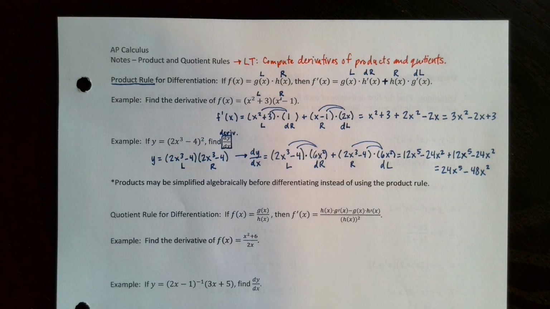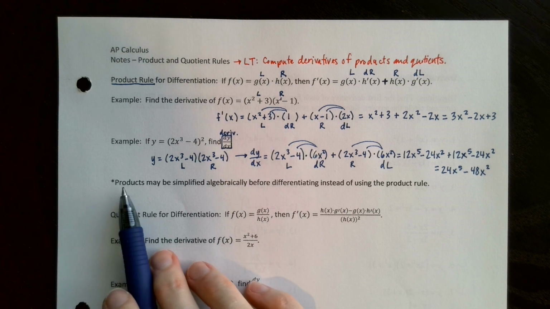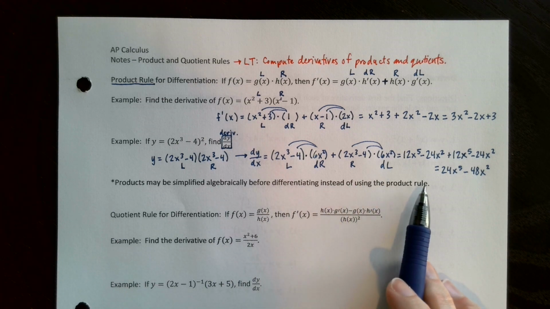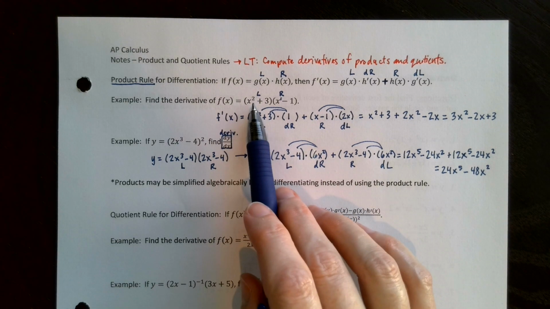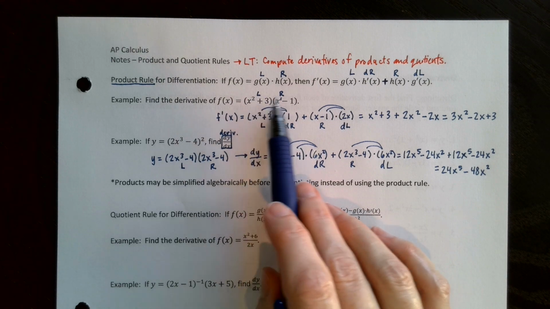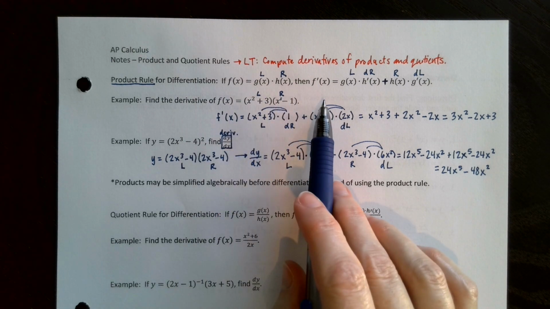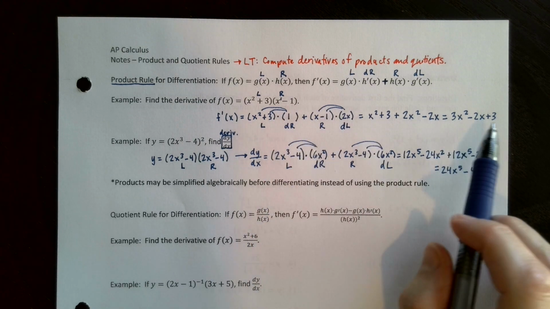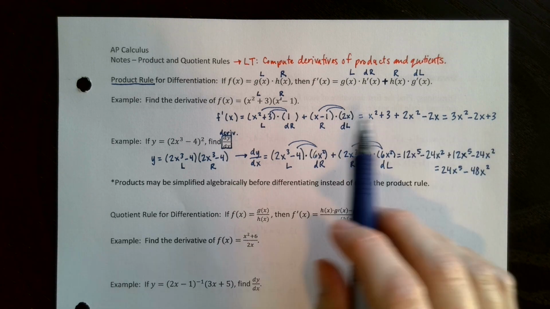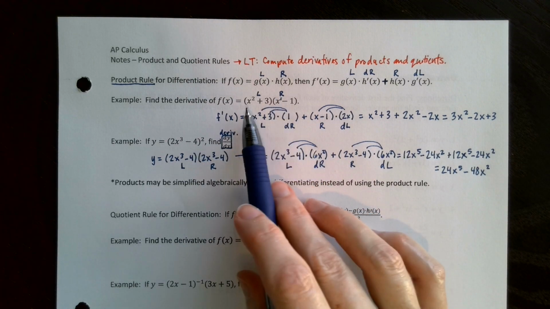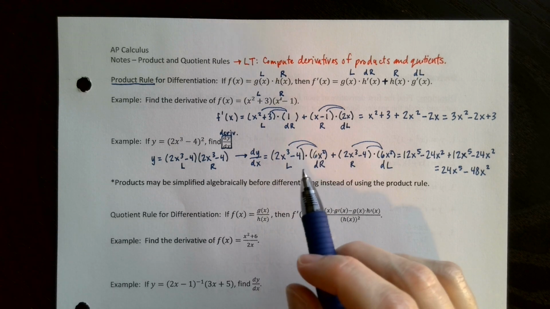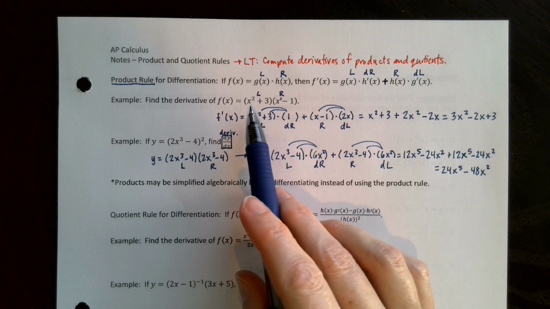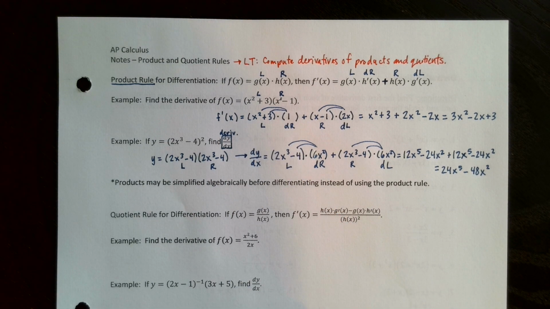Just want to make one more comment before we move on and try the quotient rule. It says products may be simplified algebraically before differentiating instead of using the product rule. So what I mean by that is you could have algebraically FOILed these, first, outer, inner, last, and gotten the simplified function and then taken the derivative of that using just the power rule, and you would get the same exact answer. So in those types of cases where the functions are easy to multiply out, you might find that that's a better route or alternative, but the product rule always works and we'll need it for more complicated functions. So it's definitely worth the practice.